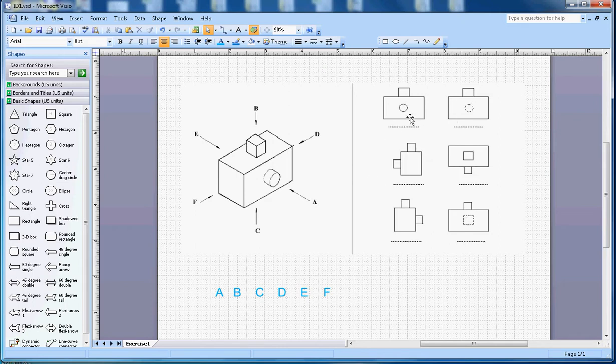Okay, so let's say this is the first shape I am looking at. If I look from the front, this is what it will look like. So A will go here.